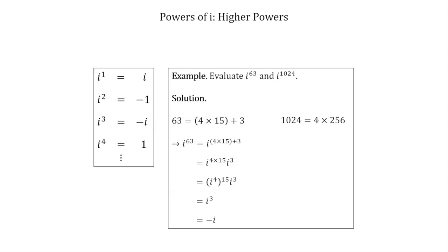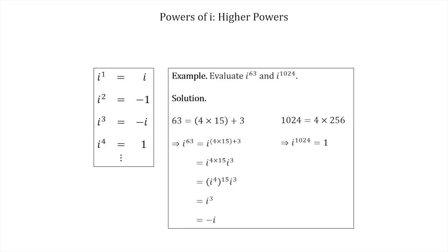So hopefully then you can see that we can deduce that i to the 1024 is just 1, because it's i to the 4, which is 1, and then to the 256, but 1 to any number is just 1. So when the number is a multiple of 4, if you raise i to the power of that number, you'll just get 1. So these are our solutions. i to the 63 is just minus i, and i to the 1024 is just 1.